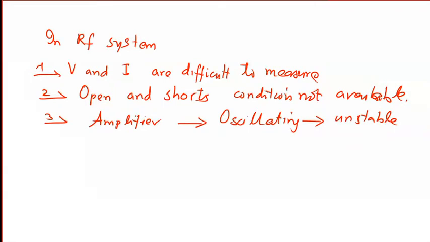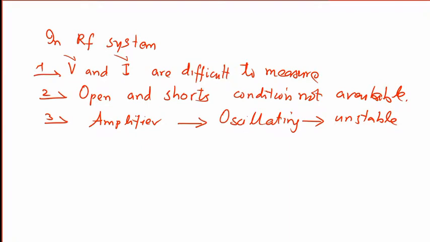So the reason that we use S parameters for the analysis of the RF system is that voltage and current are not possible to be measured. Open and short conditions are not possible, and they may lead to instability of the system.